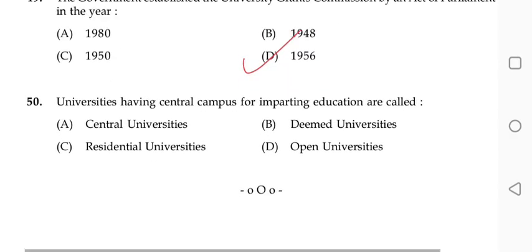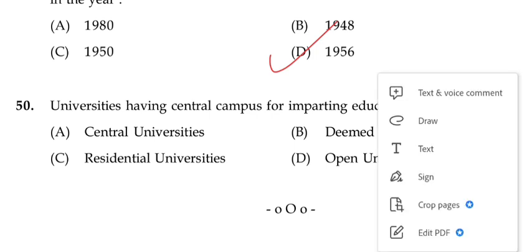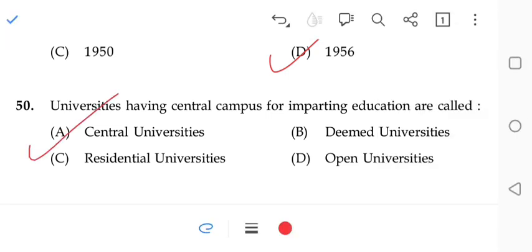Last question of this question paper. University having central campus for imparting education are called what? Central universities, deemed universities, residential universities, open universities. Number A will be correct, that is central universities.